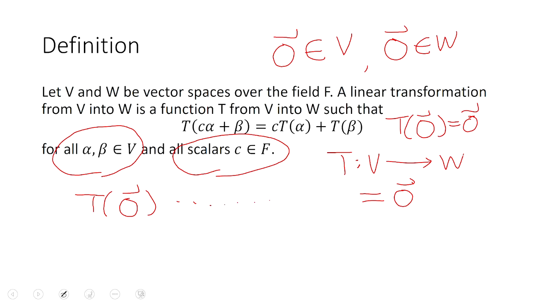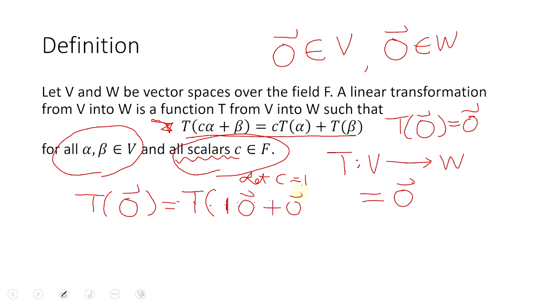Now we start off with T of the 0 vector, and the 0 vector can be written in this way because we want to use the definition T of C alpha plus beta. So how do we rewrite the 0 vector in terms of C alpha plus beta? Here's the way to try. We know that C is a scalar, and every scalar C in F will satisfy this equality, by the definition of linear transformation, and we know T is a linear transformation. So we choose C equal to 1, the scalar equal to 1. So it's 1 times the 0 vector plus the 0 vector, and the 0 vector plus the 0 vector is still the 0 vector.